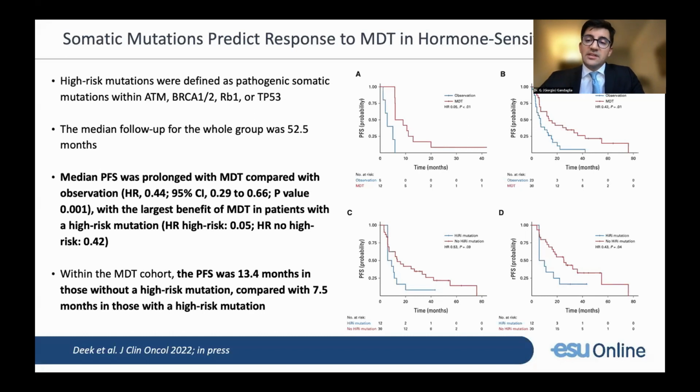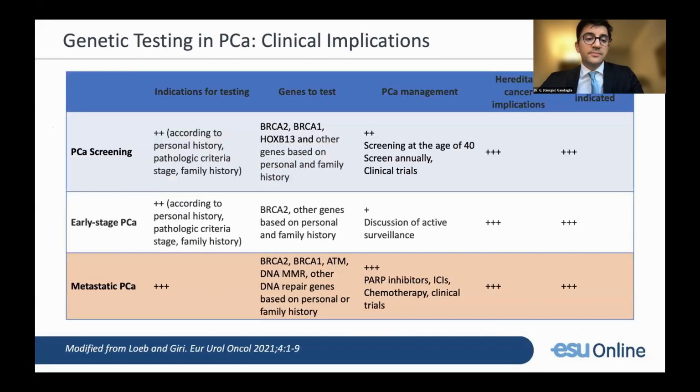So the presence of mutations in HRR can also be used in an earlier setting to identify candidates, for example, for metastasis-directed therapies. And again, BRCA1, BRCA2, ATM, DNA mismatch repair deficiency or other DNA repair genes should be used to guide the management of metastatic prostate cancer patients in precision medicine.